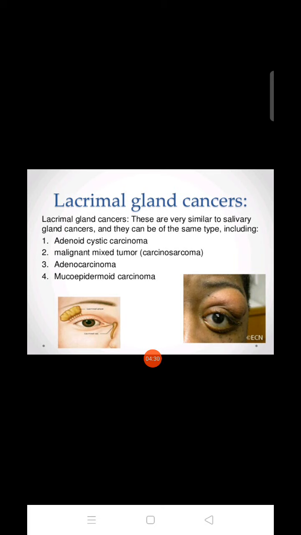Next one is lacrimal gland cancers. These are very similar to salivary gland cancers, and they can be of the same types, including adenoid cystic carcinoma, malignant mixed tumor, adenocarcinoma, and mucoepidermoid carcinoma. These are the types of lacrimal gland cancers.